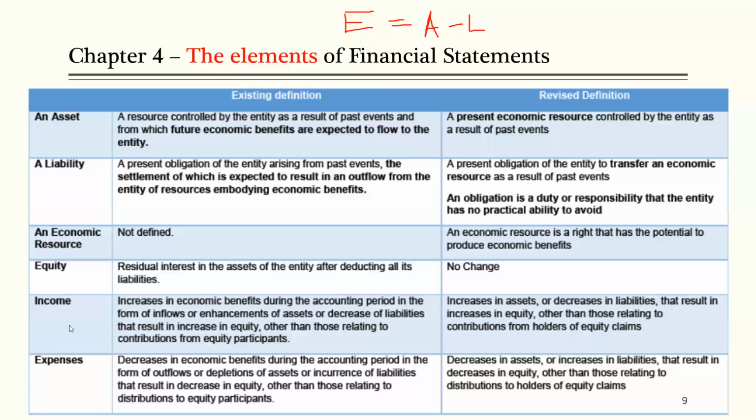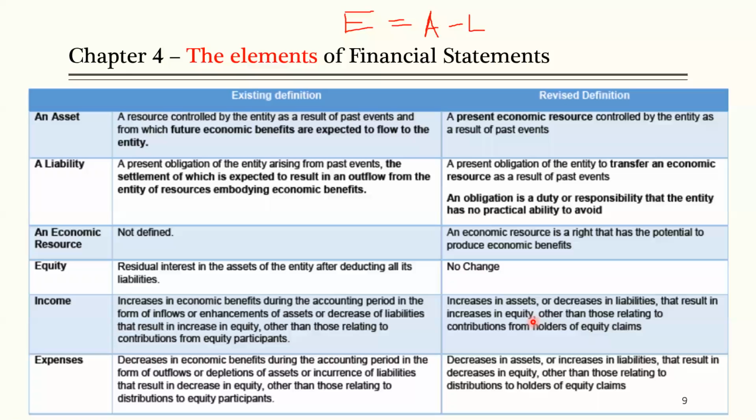In an income, definitely, right? Our equity should go up. ආදායමක් කරනවා equity එක වැඩි වෙනවා. එහෙනම් equity එක වැඩි වෙන්න පුළුවන් ක්‍රම දෙකක් තියෙනවා. මොකද්ද? Assets වැඩි වෙන්න ඕන or there should be a decrease in liabilities. Right? ඒකම තමයි මෙතන කියන්නේ. Increases in assets or decreases in liabilities that result in increases in equity.